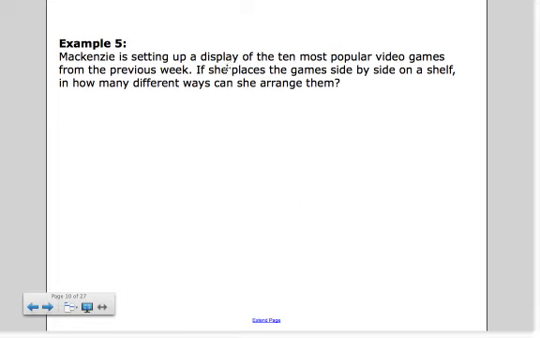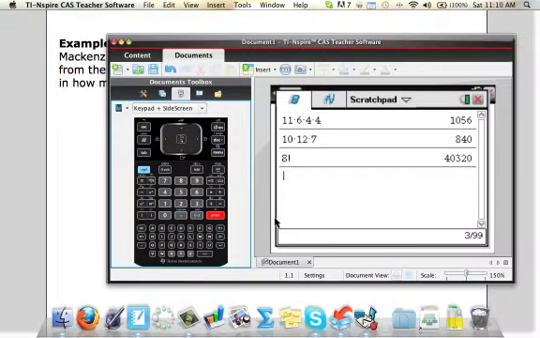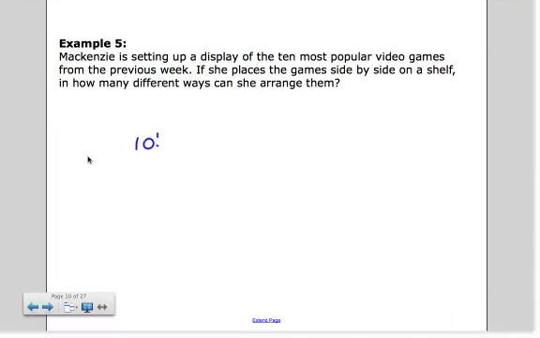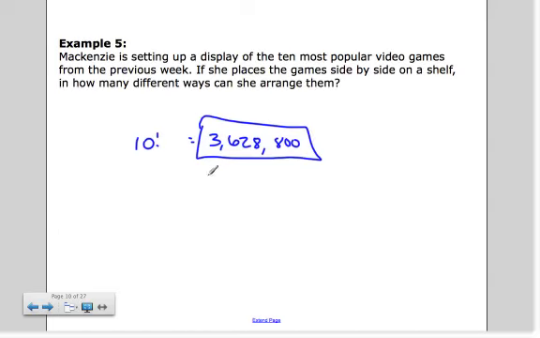Mackenzie is setting up a display of 10 most popular video games from the previous week. If she places the games side by side on a shelf, how many different ways can she arrange them? Well, you'll probably say that would be 10 factorial different ways. And I'm definitely going to use my calculator to calculate that. 10 factorial. And that is a really big number, 3,628,800. So that equals 3 million, 628,800. That's a lot of different ways to put something on a shelf. Wow.